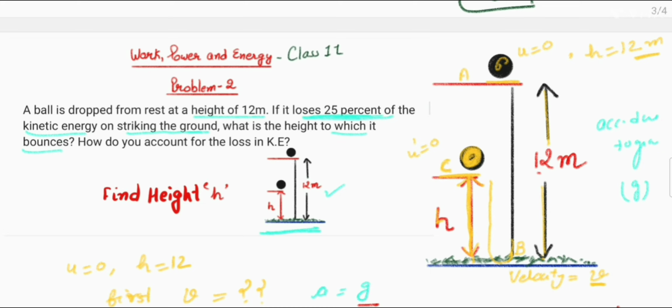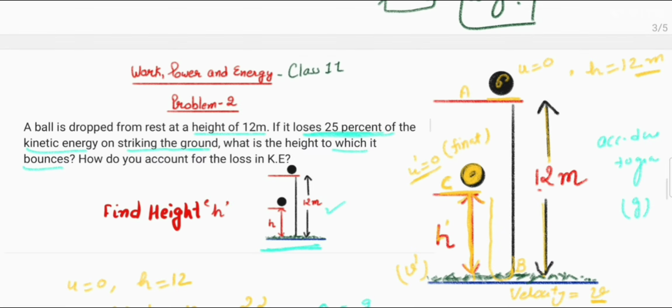After losing 25% of the kinetic energy, it will bounce back and reach point C. Here the velocity is equal to 0. So this is my final velocity now, and the initial velocity is V prime. We have to find out the height, so let me take this as h prime. In this case, because it is going in the upward direction, we'll take acceleration due to gravity a prime equal to negative g, meaning minus 9.8 meters per second square.